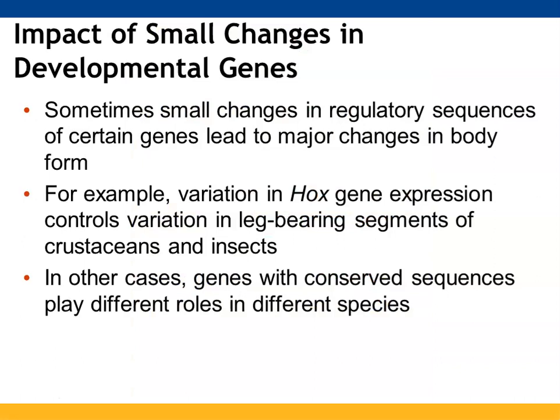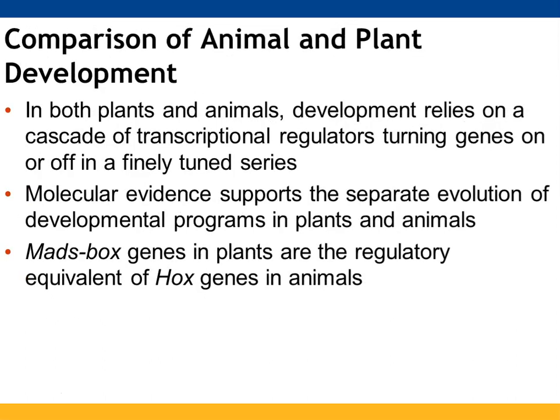So, when there are changes in these developmental genes, it can lead to some pretty significant impacts on the physical shape of a species. So, some of these Hox genes are going to have an impact on leg-bearing segments with crustaceans and insects. That's one example. And then there are genes that are going to have different roles depending on the species that's involved. For plants and animals, development is going to be largely determined by how transcription is taking place, when genes get turned on and off, and how finely tuned that process is.